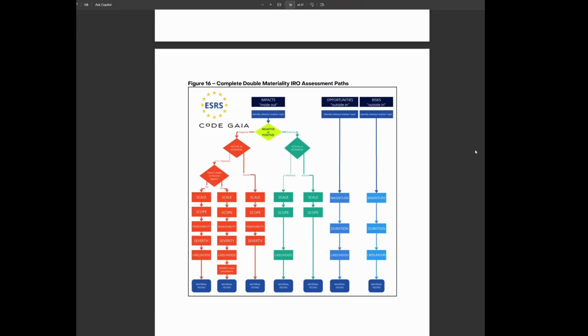And lastly, at the end of the paper, we have an overall flow diagram, and this is the assessment path for all IROs, the characteristics which apply in each case. And I've showed this before on LinkedIn and published this in other places. This is just an overview of the assessment path for any individual IRO.